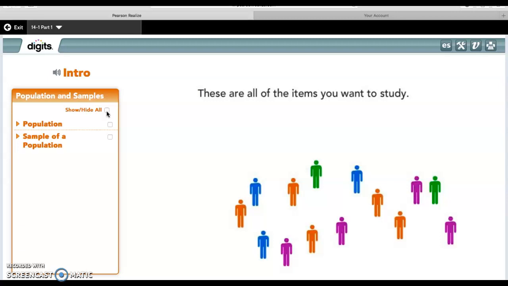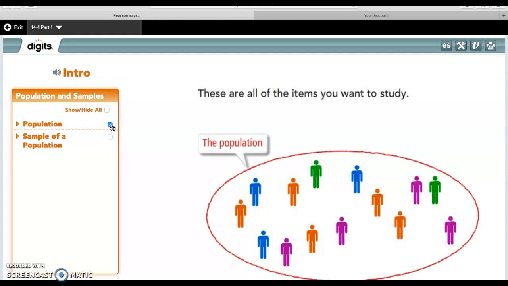Section 14-1 in digits, if you want to follow along with me or review any of these examples after I'm done. So we talked about this very briefly before we left school, but we have samples and populations when we look at different data groups.